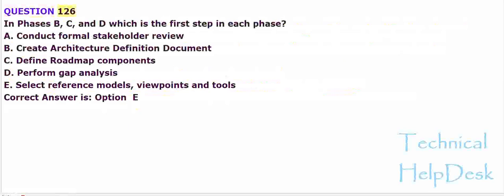Question 126. In phases B, C, and D, which is the first step in each phase? A. Conduct formal stakeholder review. B. Create architecture definition document. C. Define roadmap components. D. Perform gap analysis. E. Select reference models, viewpoints, and tools. Correct answer is option E.